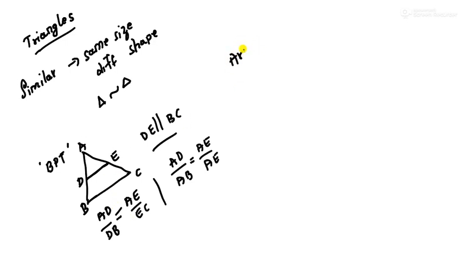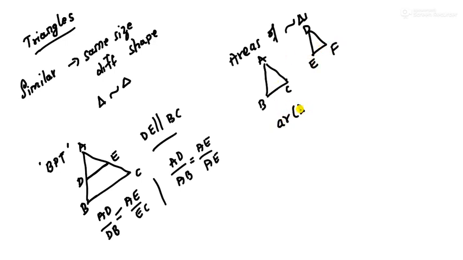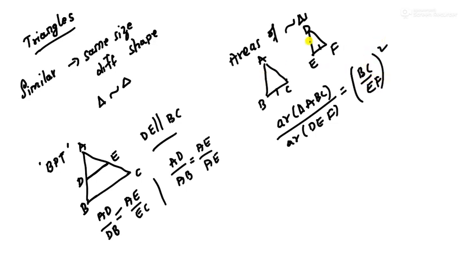Second thing is areas of similar triangles. If there are two triangles given, and they are similar, for example ABC and DEF, then area of ABC divided by area of DEF is equal to the squares of their corresponding sides. For example, if I take BC, then here I have to take EF, so squares of this. Similarly, it can be AB by DE whole square and AC by DF whole square. Based on this also you will get questions.